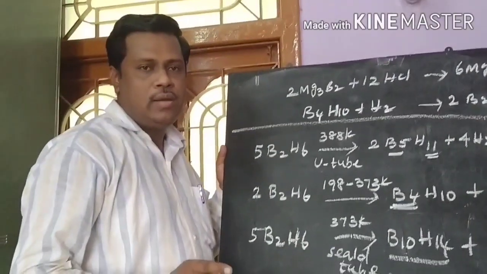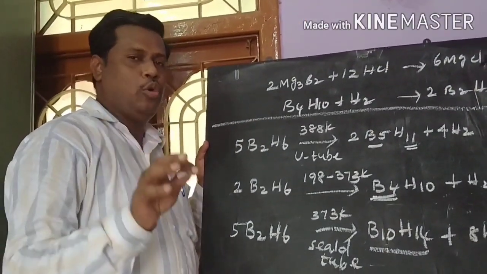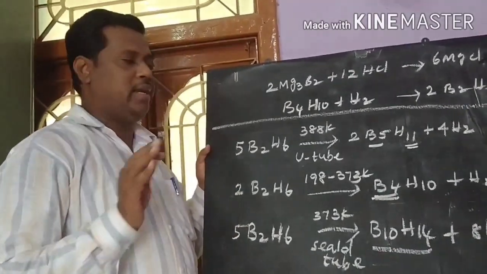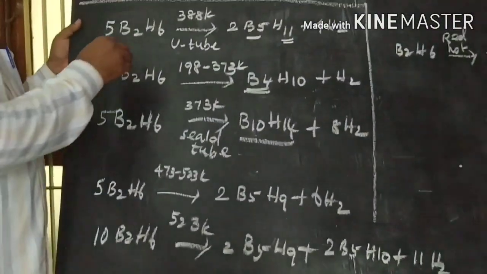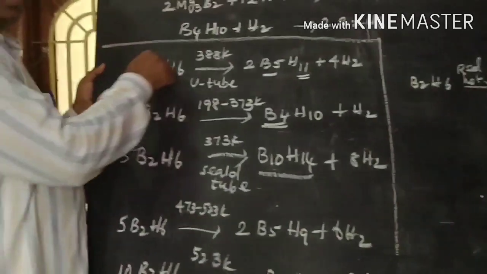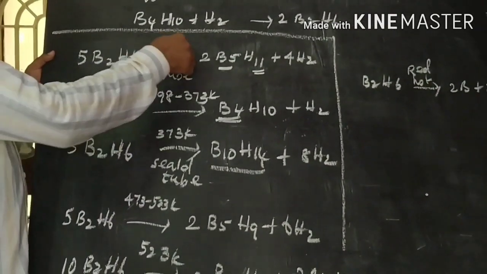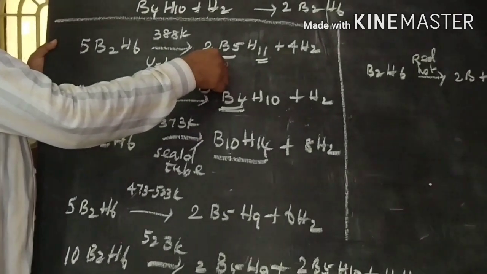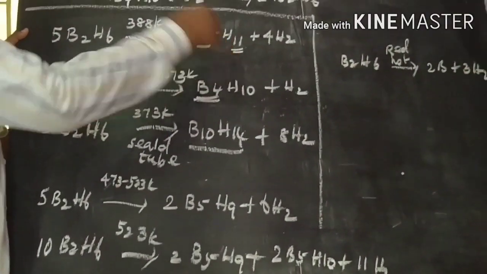At high temperature, diborane forms higher boranes, liberating hydrogen. Diborane at 388 Kelvin in a U-tube produces pentaborane, but the hydrogen count here is 11.